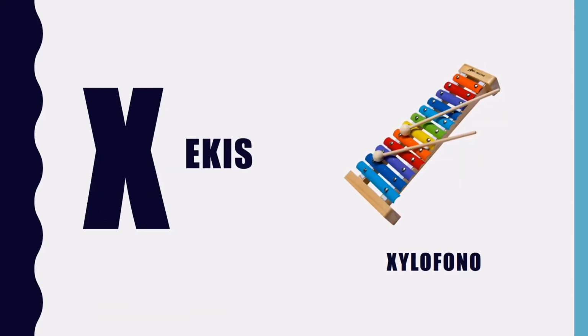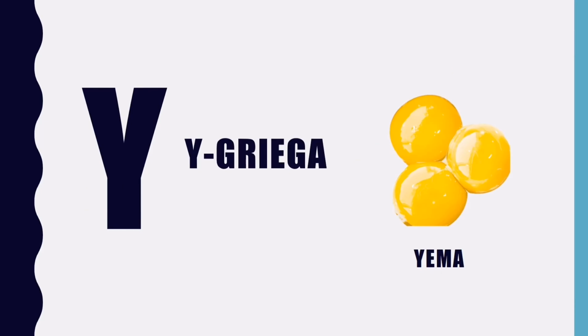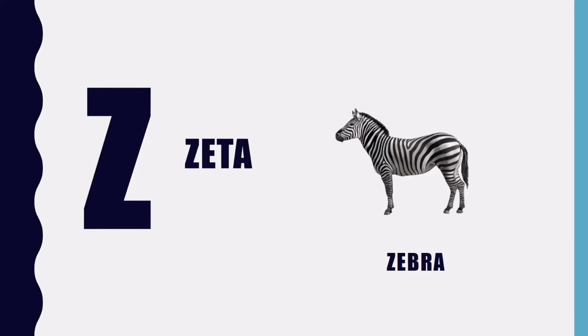The letter X is X, such as xilófono. And the Y is pronounced Y, such as yema. And the last letter is the letter Z, which is pronounced zeta, such as zebra.